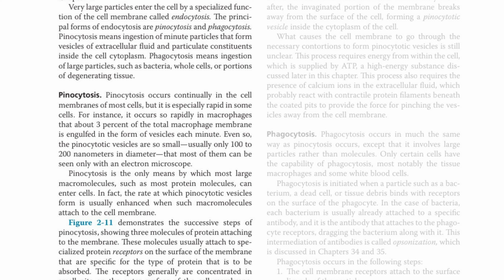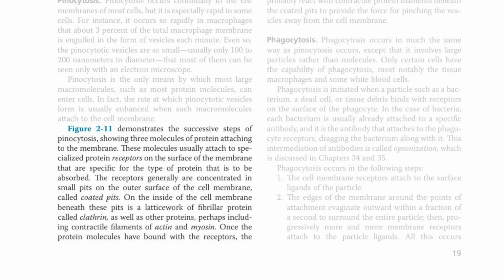Pinocytosis is the only means by which most large macromolecules, such as most protein molecules, can enter cells. In fact, the rate at which pinocytotic vesicles form is usually enhanced when such macromolecules attach to the cell membrane. Figure 2-11 demonstrates the successive steps of pinocytosis, showing 3 molecules of protein attaching to the membrane. These molecules usually attach to specialized protein receptors on the surface of the membrane that are specific for the type of protein that is to be absorbed.